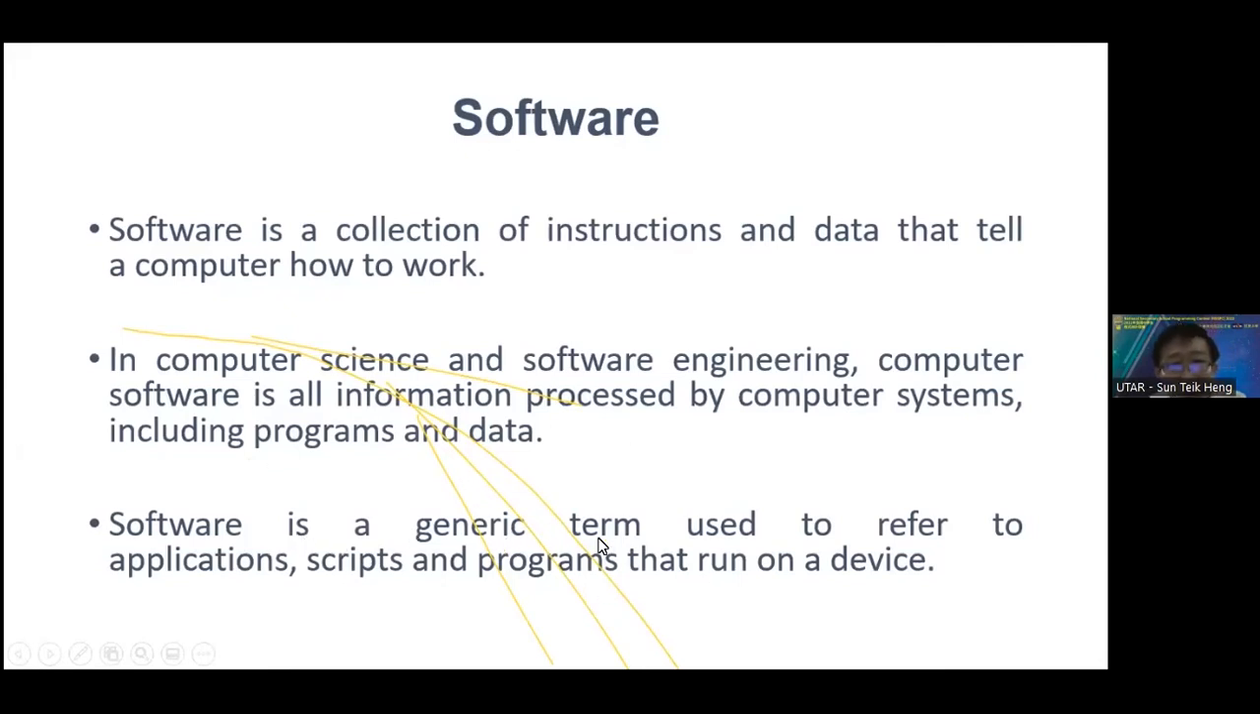Software is a generic term used to refer to the applications. Like I mentioned just now, we have Microsoft Word and Excel. Those are the applications. Inside the applications, you can have scripts, which are programs that can run in the application. So the scripts or the programs will run on your hardware devices or your computer. Basically, the instructions will be processed by the CPU, the central processing unit.